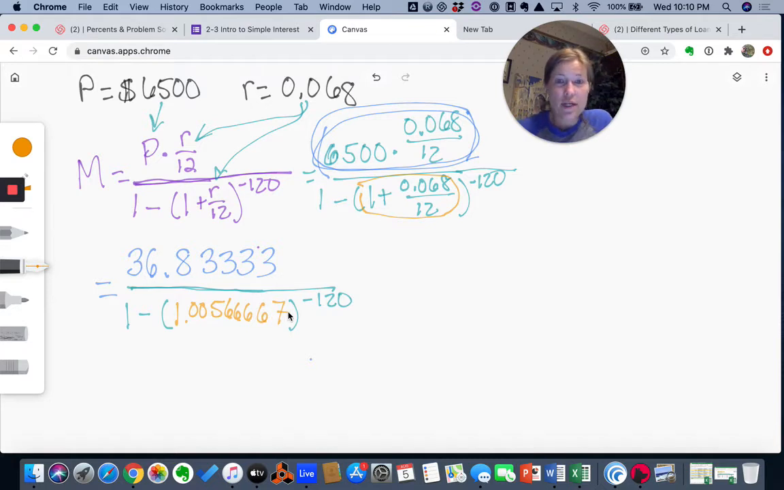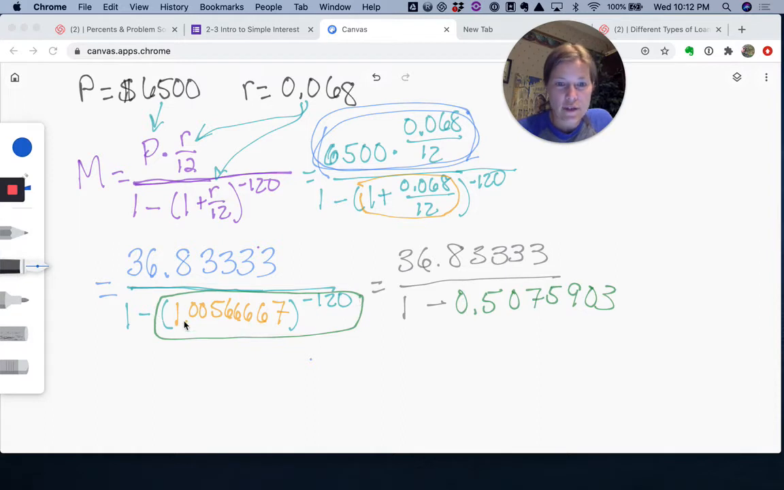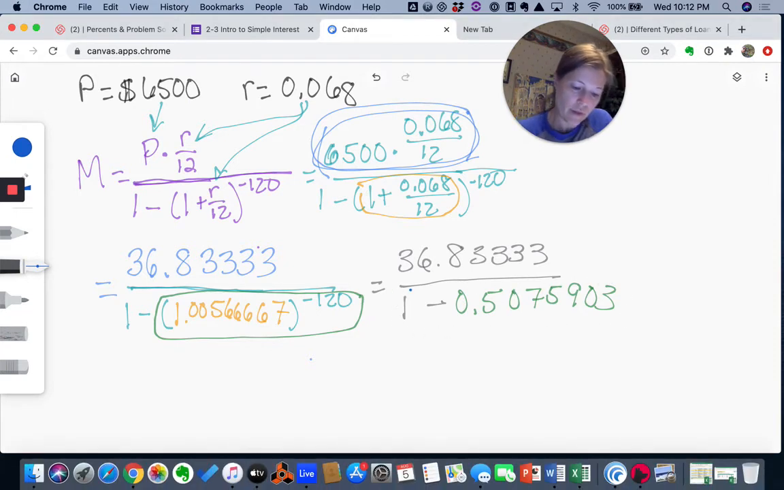The next thing I want to do is absorb this exponent. So I'm now wanting to get that part right there. Okay, so when I take this orange number, I raise it to the negative 120 power, I get this thing right here. Now I want to finally take care of the whole denominator before I put it with the numerator.